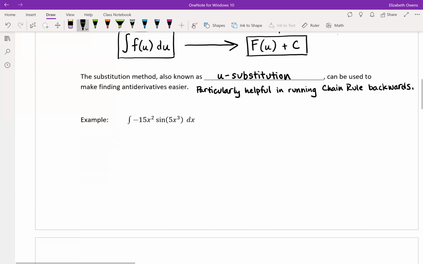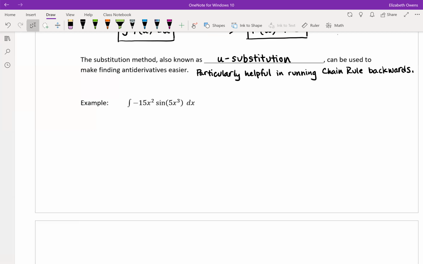In this example, we are going to integrate negative 15x squared sine of 5x cubed dx. If you can look at that and you know the antiderivative off the top of your head, that's great. Just take the antiderivative, make sure you get your plus c on the end, and you're good. Some of you might actually be able to do that, but believe me, they will get more complicated. So if you don't know how to do the antiderivative of this right away, that's okay, because we're going to practice our u substitution on this.